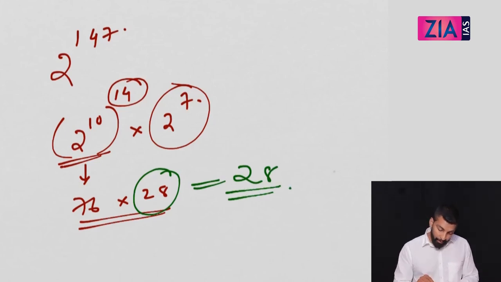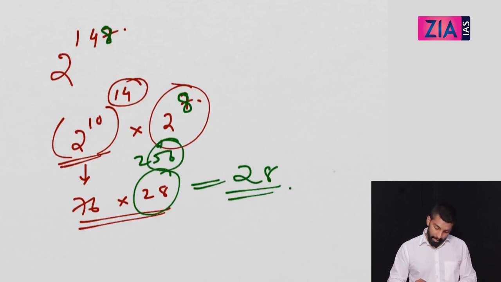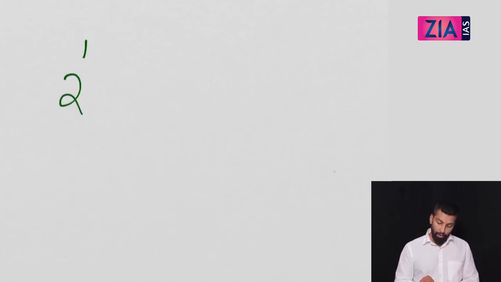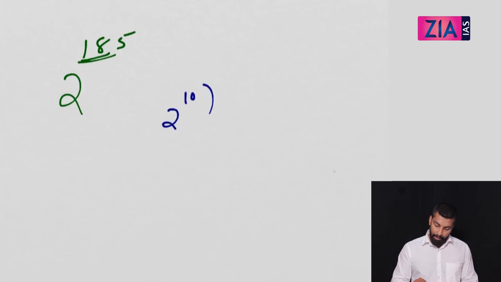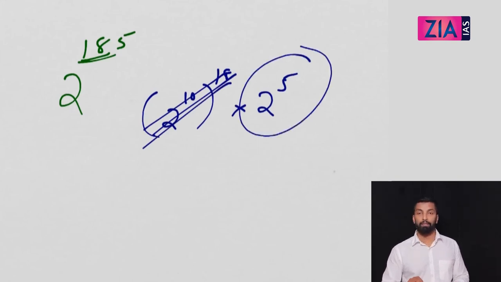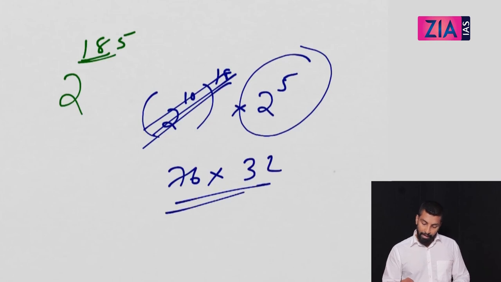Okay, so if it was 148, this will be 2 raised to 8, then you will get 256. So what I need is 56 only. When you multiply 76 with 56, you'll get 56 as the answer. You don't need to multiply, you can directly write. So if I give you 2 raised to 185, you just need to know this is 180 plus 5. 180 is even, right? So 2 raised to 10 raised to 18, that is even, into 2 raised to 5. So this is not important for us. Just write the last two digits of this. Anyway, you know this is 76 into 32. You multiply, you get 32 itself.